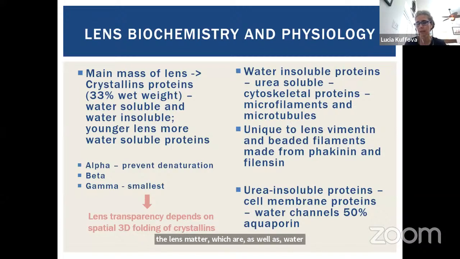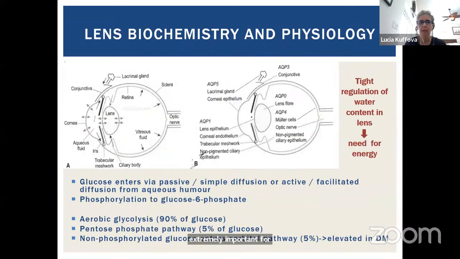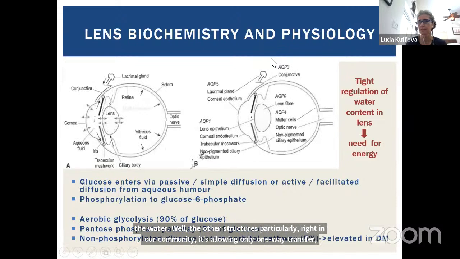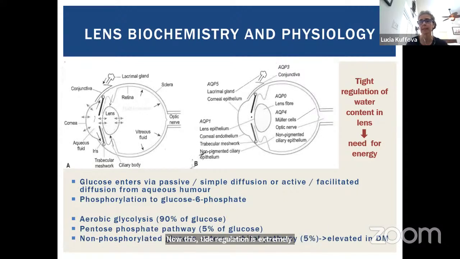And these are water channels, aquaporins, which are extremely important for the water content regulation inside of the lens itself. So you can see that aquaporins are allowing for water transfer from aqueous humor into the lens, as well as from the lens to the aqueous humor. The lens itself, as well as the corneal epithelium and endothelium, is allowing two-directional transfer of the water, while the other structures, particularly retina and choroid, are allowing only one-way transfer of the water outside from the tissues. Now, this tight regulation is extremely important for retaining the clarity of the lens.